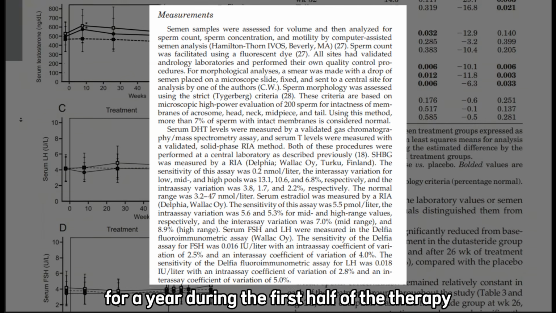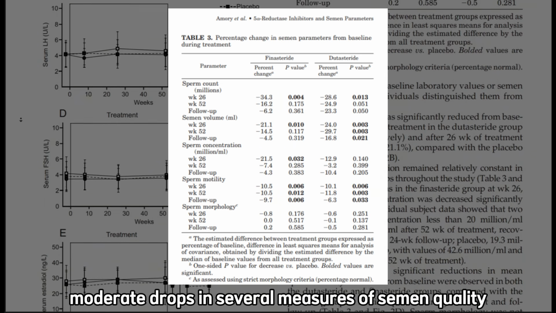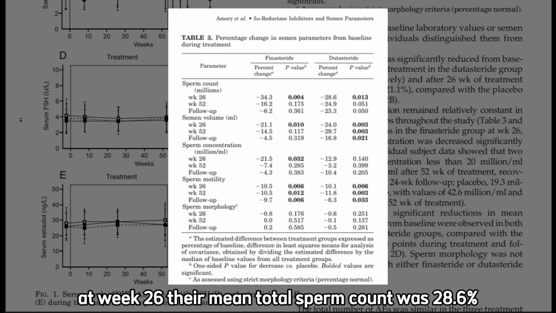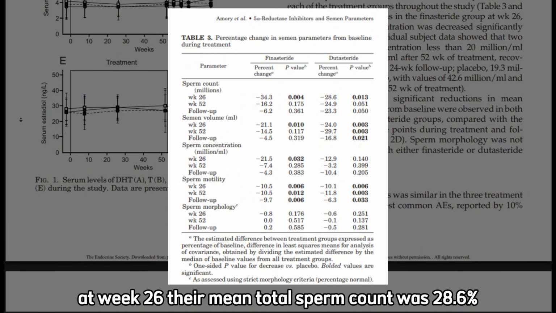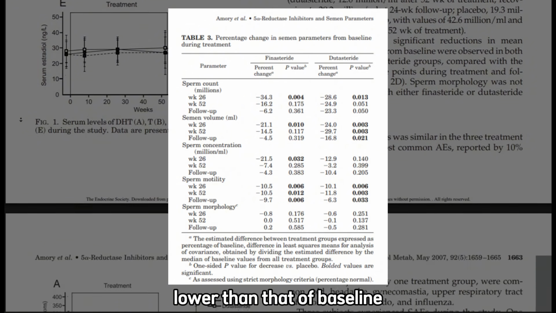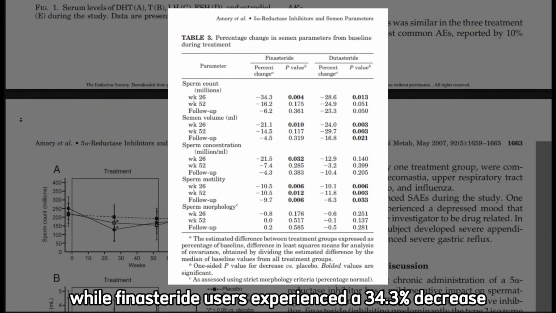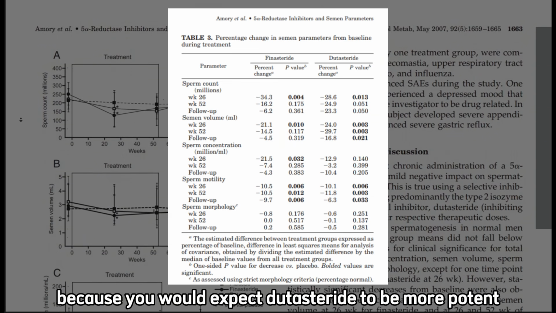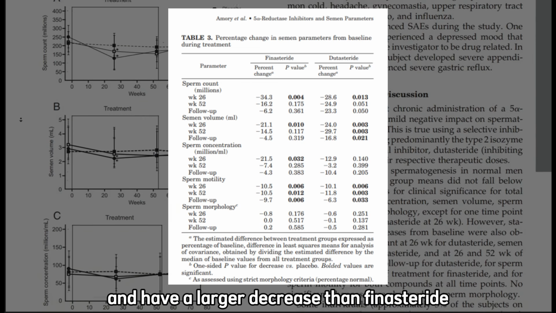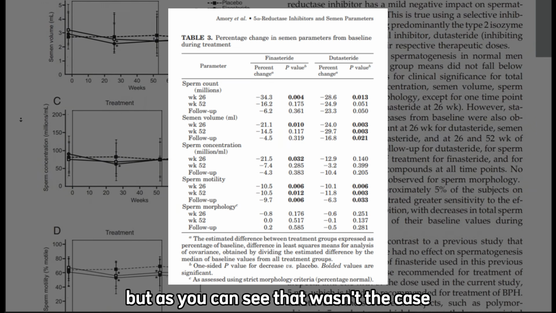During the first half of the therapy, those on dutasteride showed moderate drops in several measures of semen quality. At week 26, their mean total sperm count was 28.6% lower than that of baseline, while finasteride users experienced a 34.3% decrease, which is kind of crazy because you would expect dutasteride to be more potent in this case and have a larger decrease than finasteride. But as you can see, that wasn't the case.